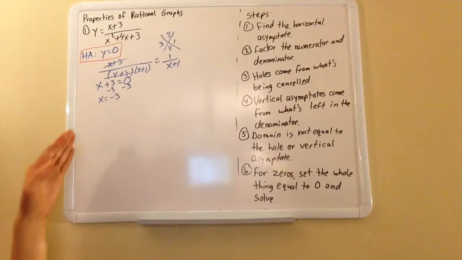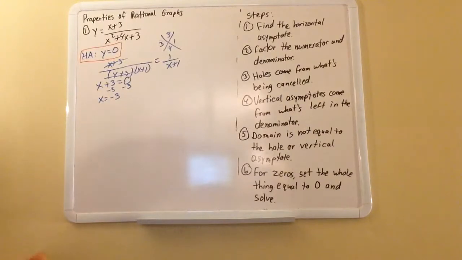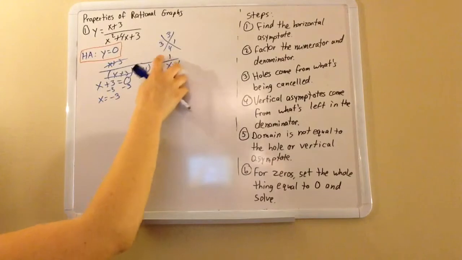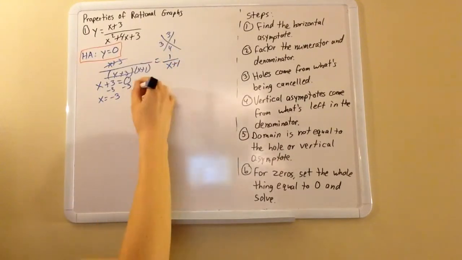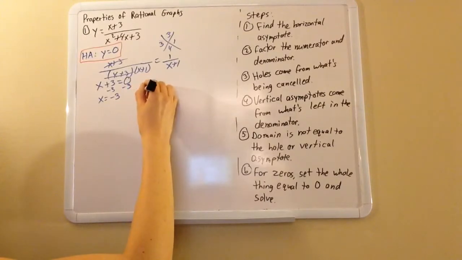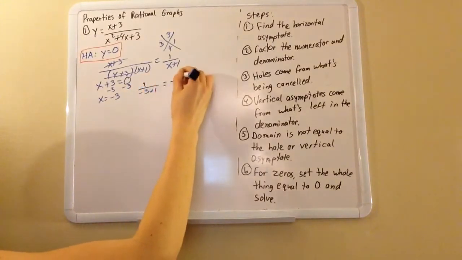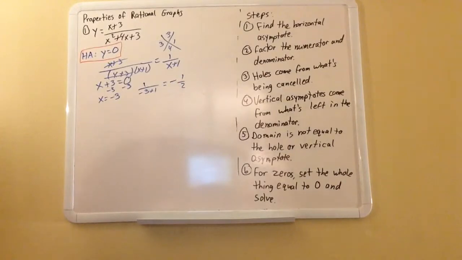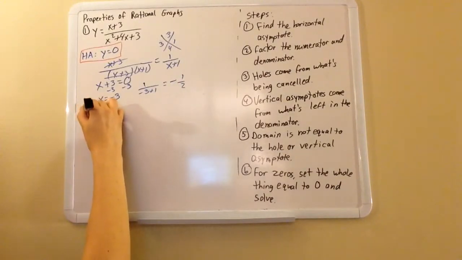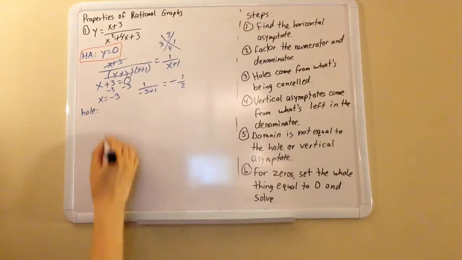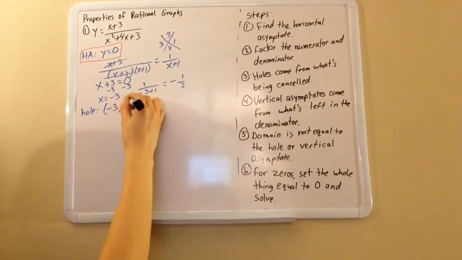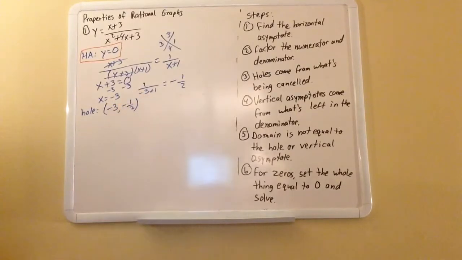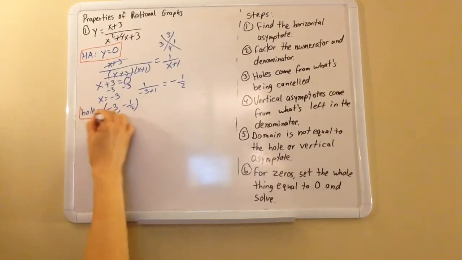So if we have our x-coordinate, we still need the y-coordinate. So what I'm going to do is plug this into my simplified equation here, and that's how I'm going to find my y-coordinate. So it looks like 1 over negative 3 plus 1, that gives me negative 1/2. So in total, the hole is at, my x-coordinate was negative 3, my y-coordinate was negative 1/2. So that's the hole.